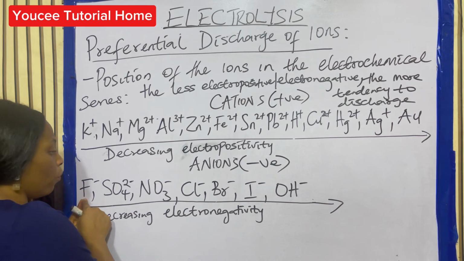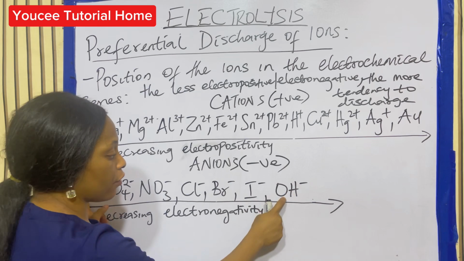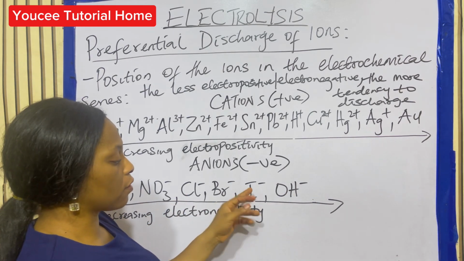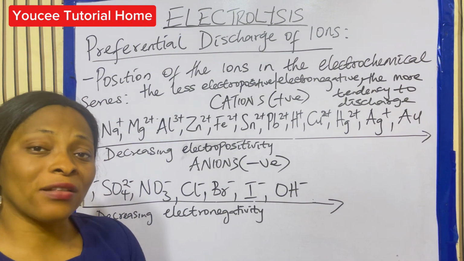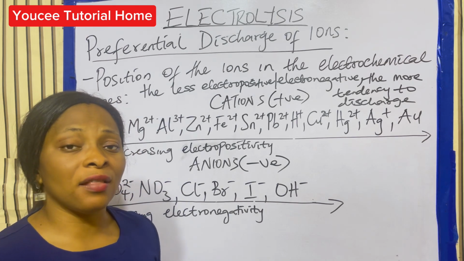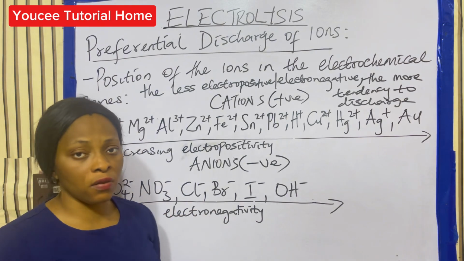The same thing is applicable here. If you have fluorine and hydroxide, which one is going to be discharged? Hydroxide. If you have chlorine and iodine, which one is going to be discharged? Iodine. However, there are other factors that still determine this. The next factor is the concentration. Now let me give you some examples on this one.